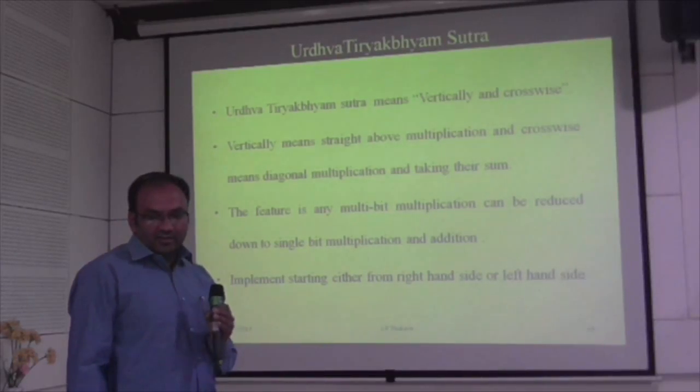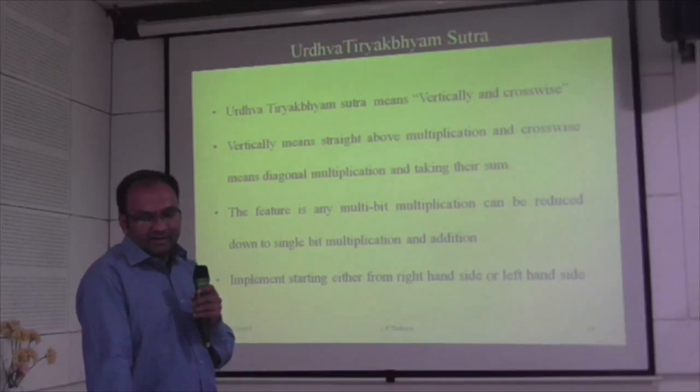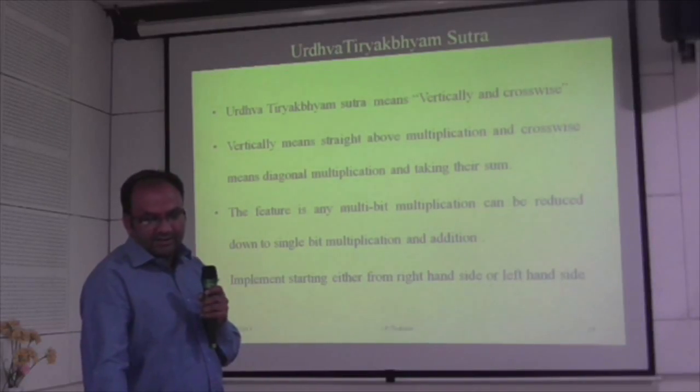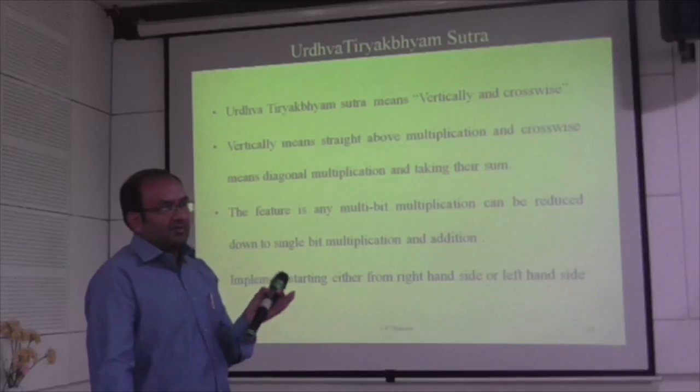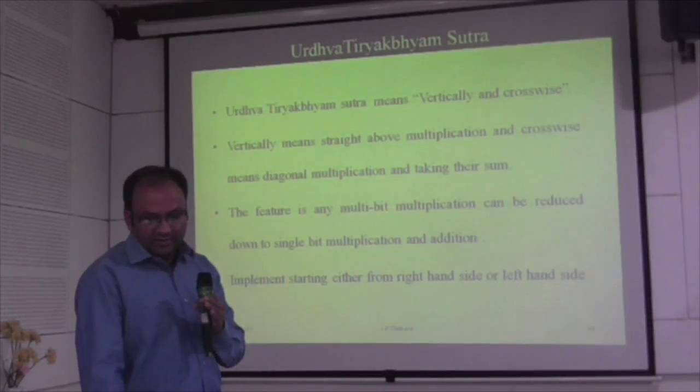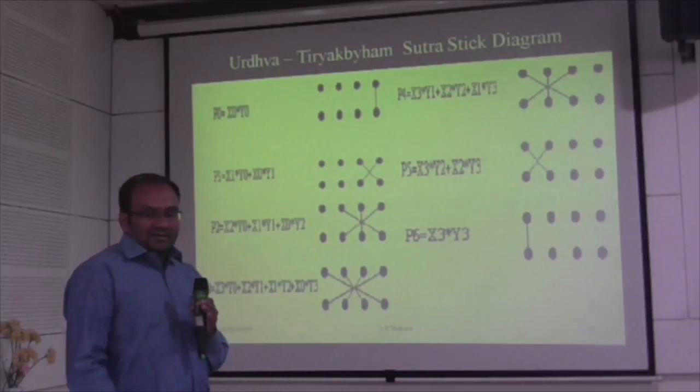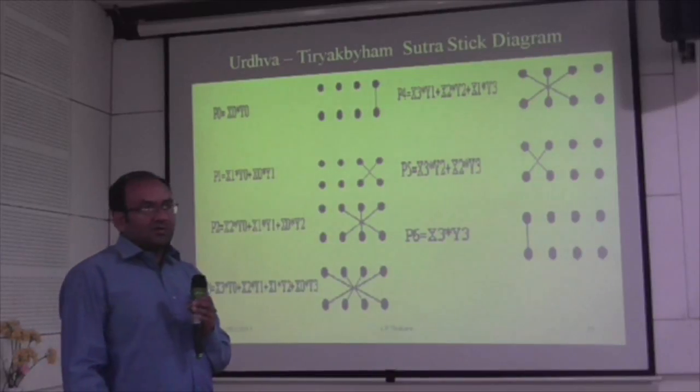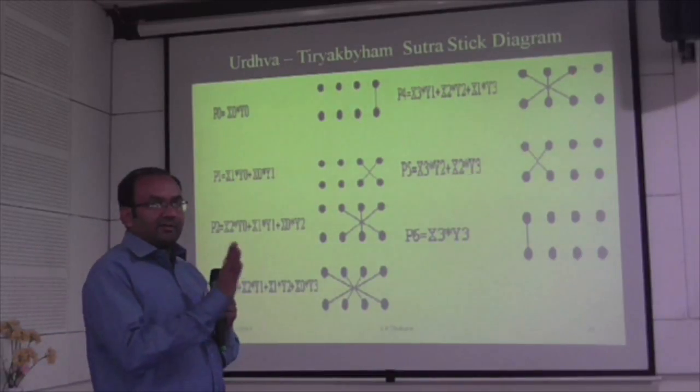Vertical means straight above the multiplication, and crosswise means diagonal multiplication and taking their sum. So we can take from left to right or right to left. So this is the example 4-bit multiplication. First we are taking it in pairing form.